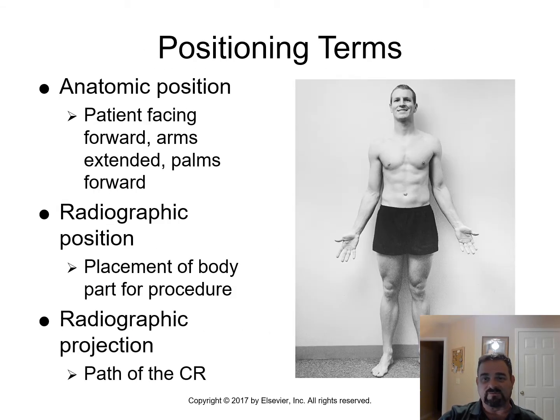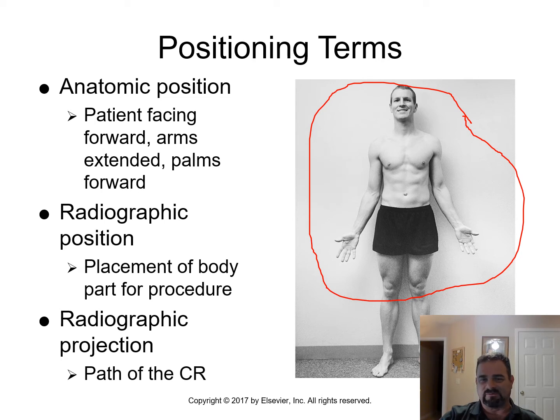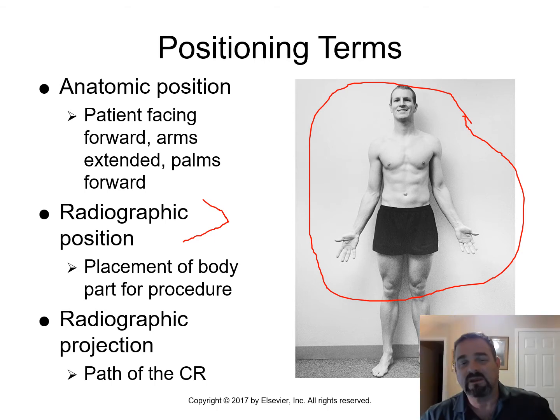Positioning terms. This is the anatomical position. Notice that the palms are facing towards us. So the patient is facing forward, arms extended, palms forward. Radiographic position is very important on this. This is the placement of the body part for the procedure. So for this radiographic position, we must know what it is for whatever image we're trying to develop. And then, of course, radiographic projection is the path of the central ray.